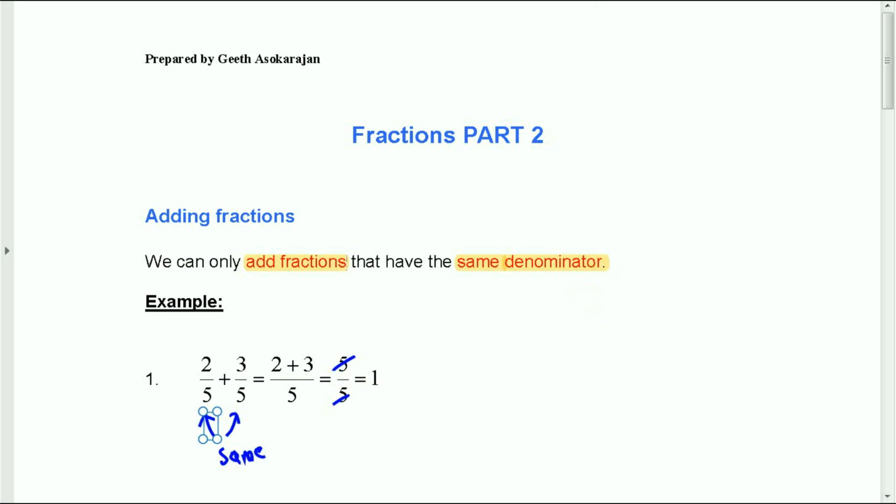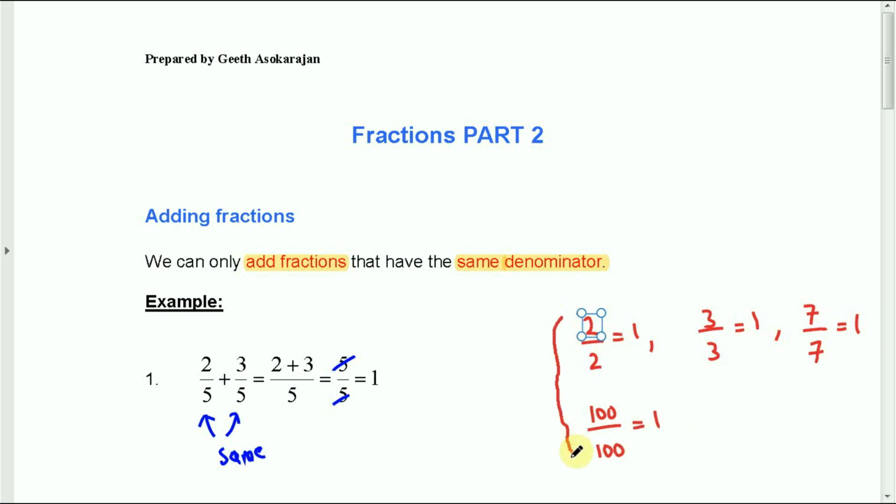So likewise, let me take a different coloured pen. 5 over 5 is 1. 2 divided by 2 also 1. 3 divided by 3, 1. 7 divided by 7, 1. 100 divided by 100, 1. So remember, if you're dividing a number by itself, the answer is 1. So I went one further step to simplify that. 5 divided by 5, 1. So that's the final answer to example number 1.